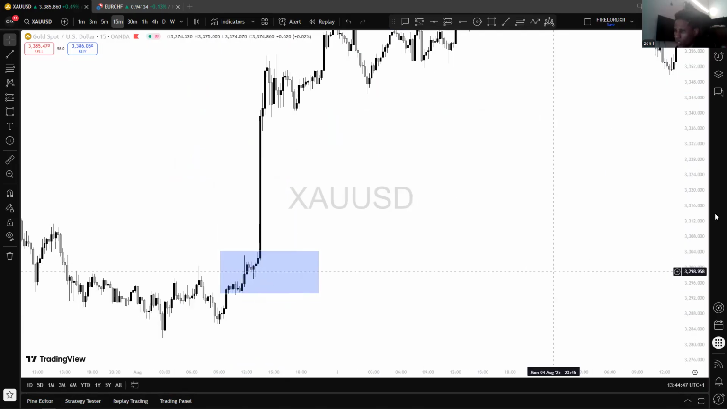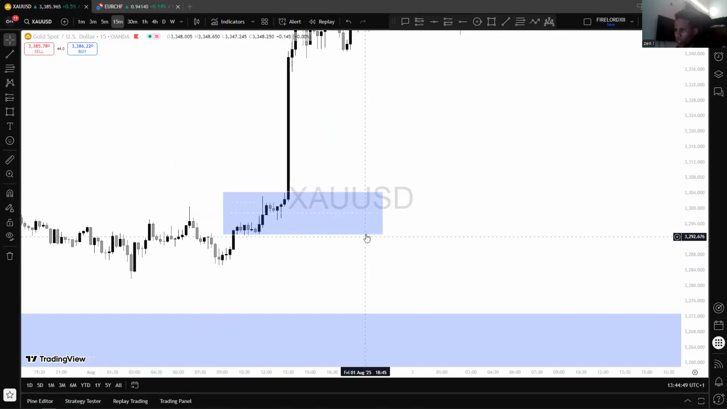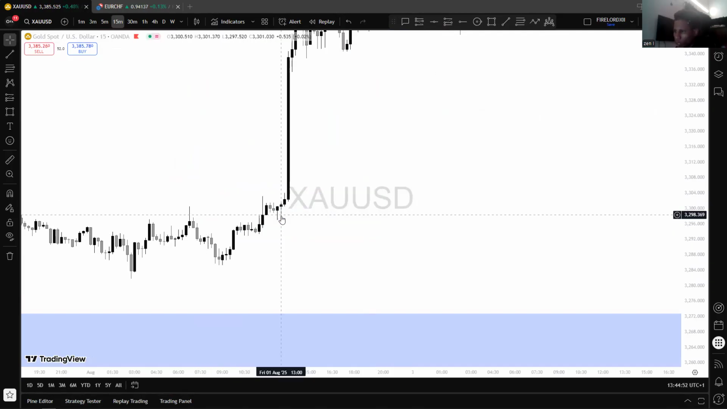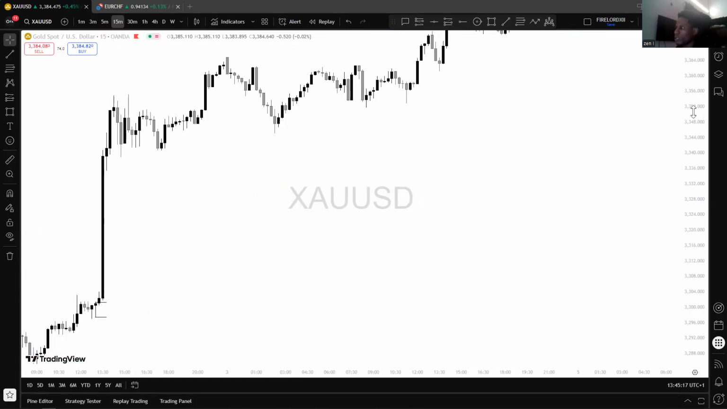All right, I think it's worked on NFP day. It delivered very clean RR, except if we jumped the trade on NFP day, which I doubt we did. But it's worked on NFP day.